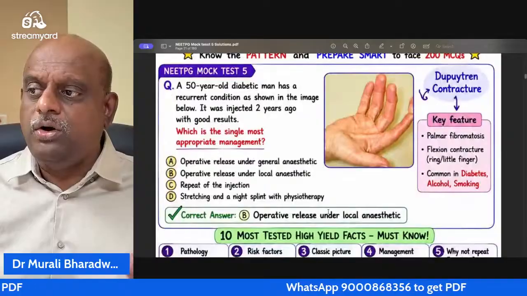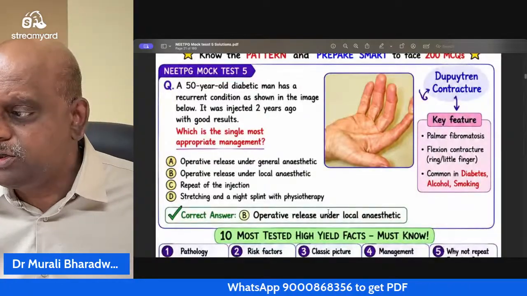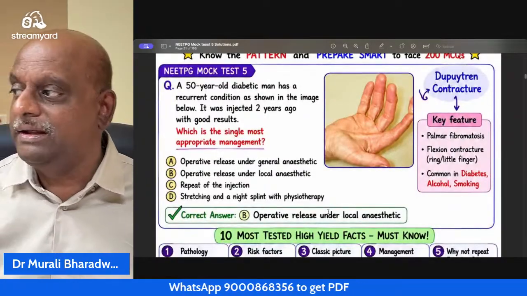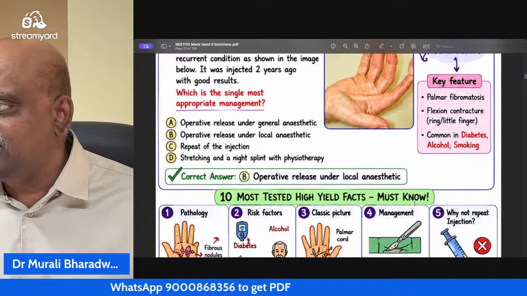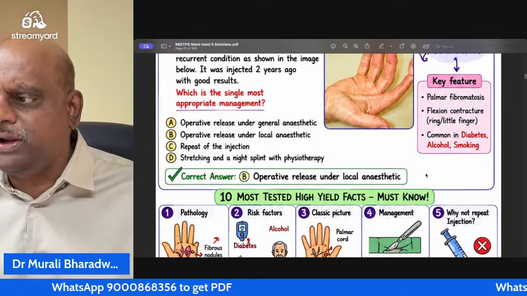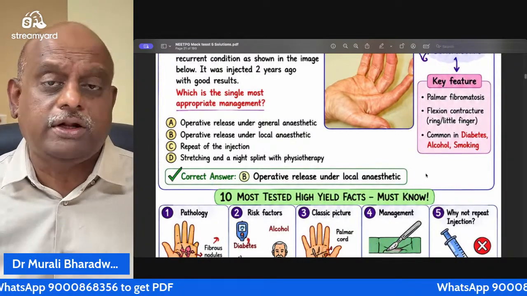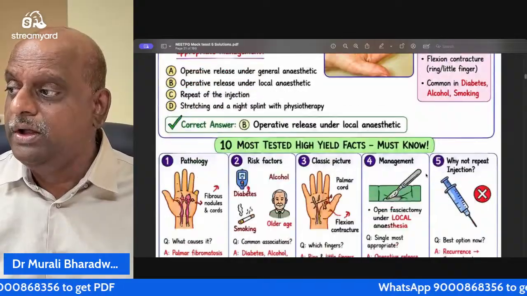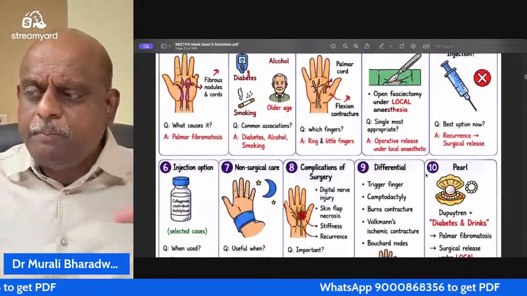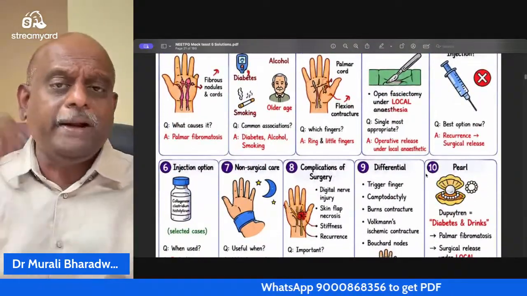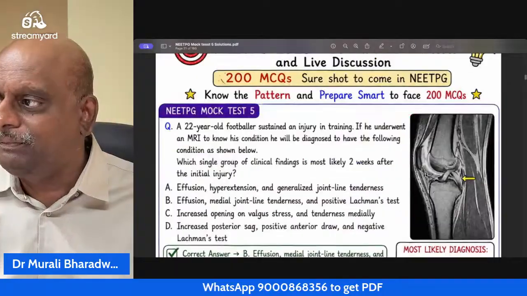Now, a 50-year-old diabetic patient showing Dupuytren's contracture, which is typically seen in diabetes, alcohol, smoking. You need to do an operative release with local anesthetic, which is what we need to remember. So I leave you 10 points to remember about Dupuytren's contracture.